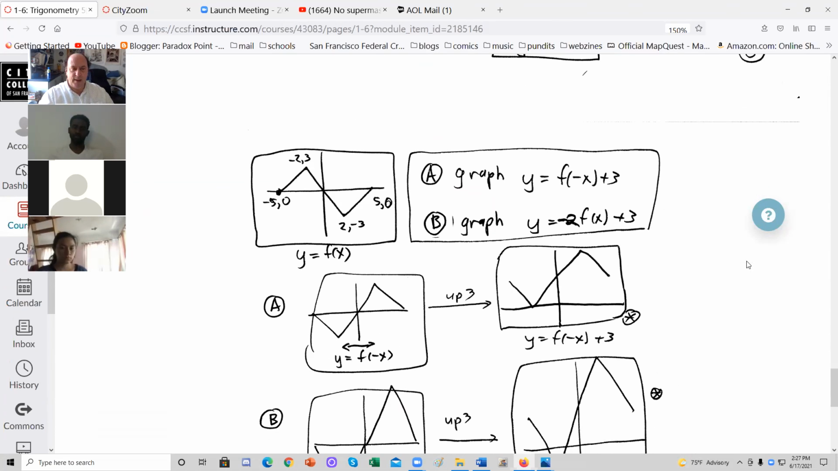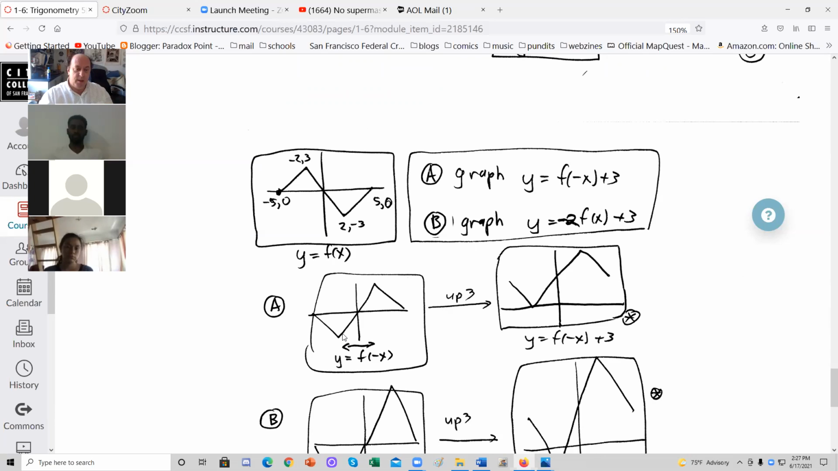All right, now here we're given this graph. Goes through negative 5, 0; negative 2, 3; 0, 0; 2, negative 3; and 5, 0. Nice and symmetrical. It's obviously an odd function. Graph y equals f of negative x plus 3, and graph y equals minus twice f of x plus 3.